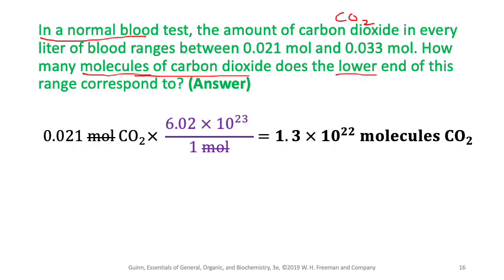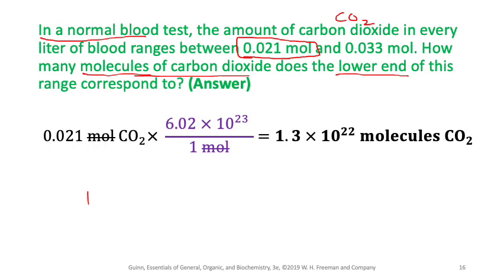So it says the lower end. Which one is the lower end? This one is the lower end of the carbon dioxide molecule. So we have to use this number. So basically it's saying, if you have the lower range, which is 0.021 moles of carbon dioxide, how many molecules of carbon dioxide do you have in there?